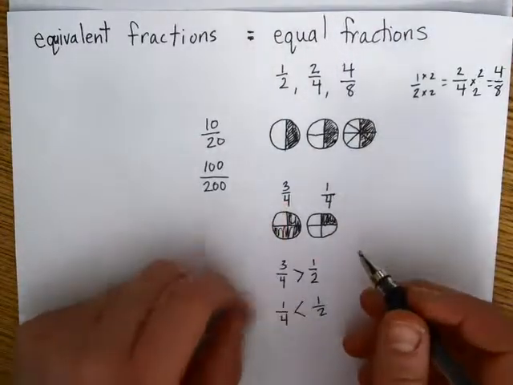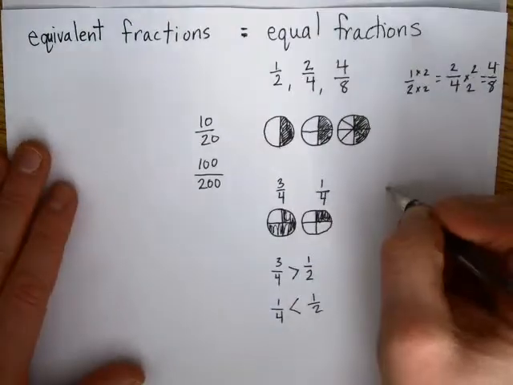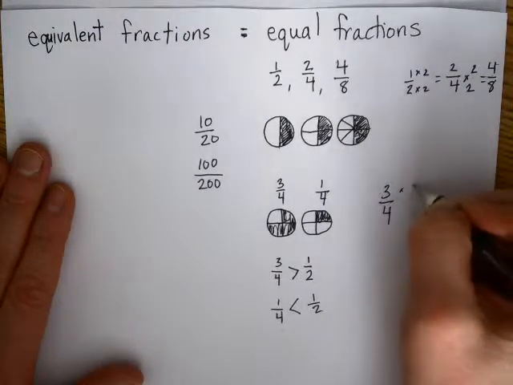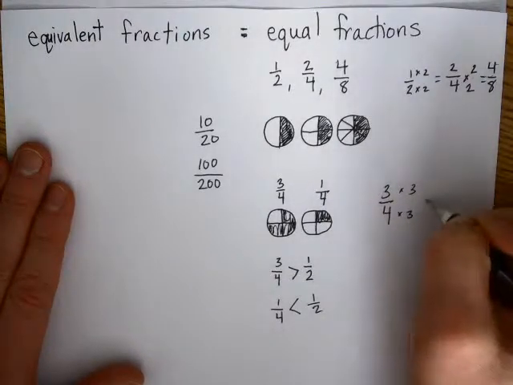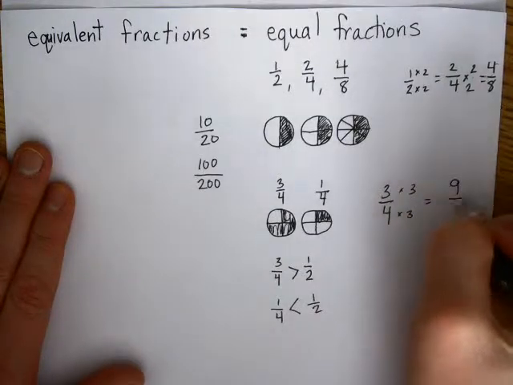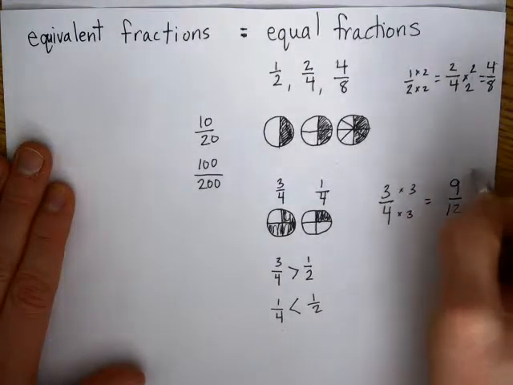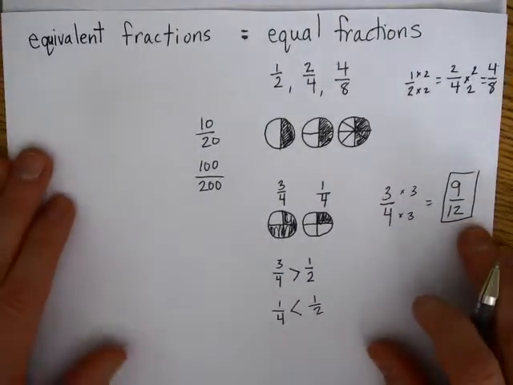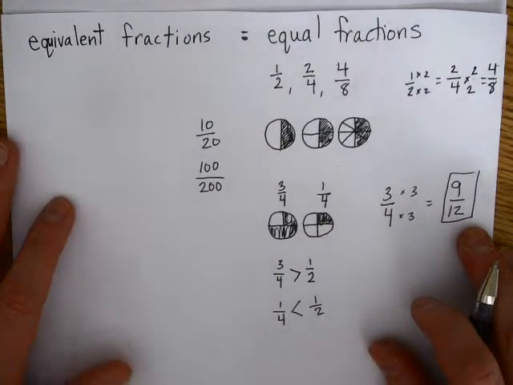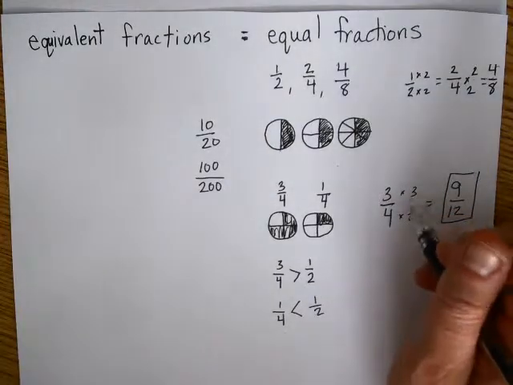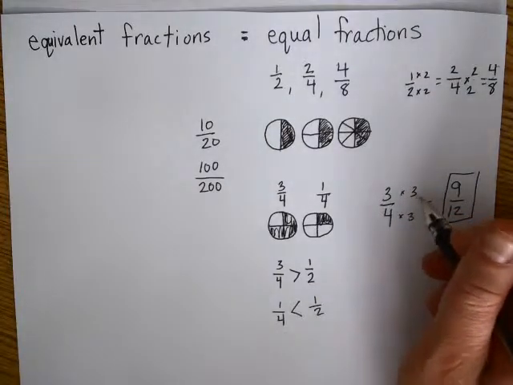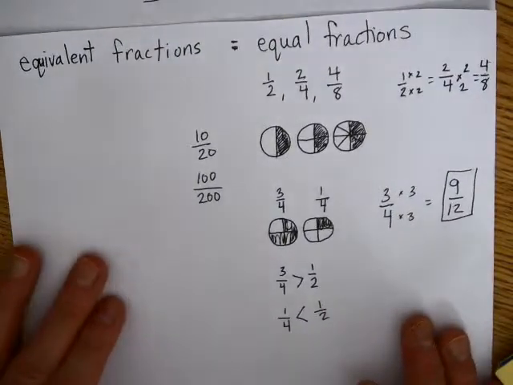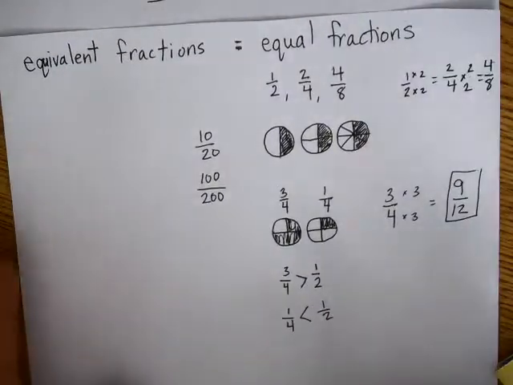So kids could easily take any fraction, let's just say 3/4, and they could say, well, I'm going to multiply the top times 3, and I'm going to multiply the bottom times 3. 3 times 3 is 9, 4 times 3 is 12. They would automatically know that 9/12 is an equivalent fraction of 3/4. Okay, so it just depends which number they choose, but as long as they choose the same one to multiply the top and the bottom by, then that will produce an equivalent fraction for them. So we want them to be able to see those relationships.